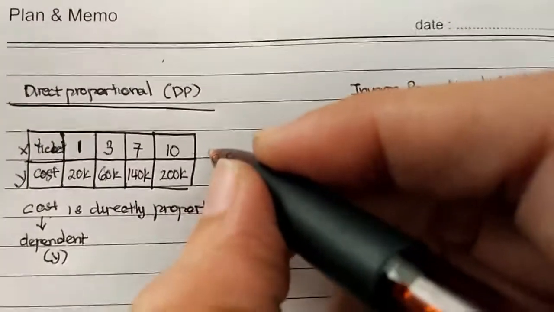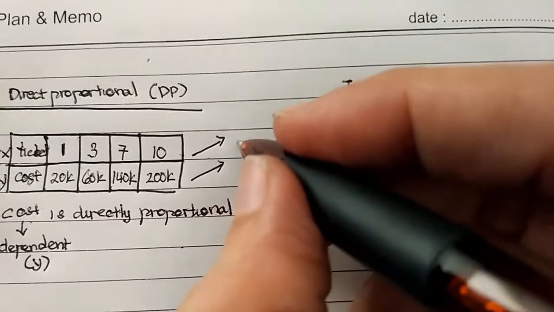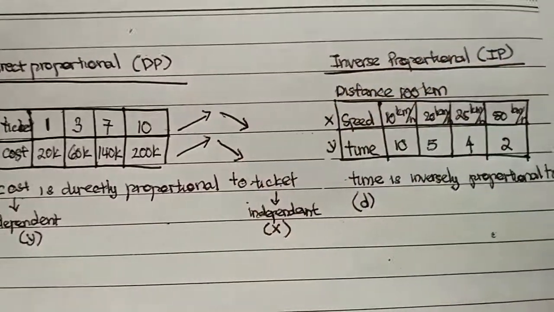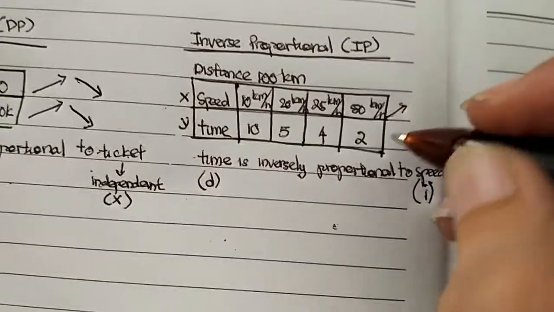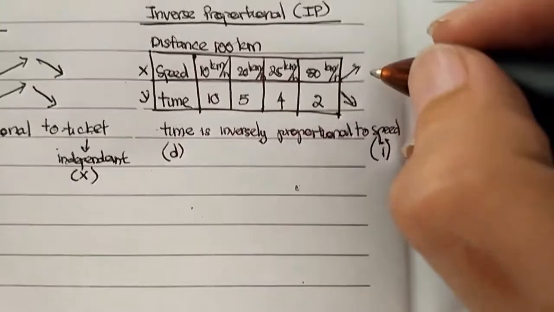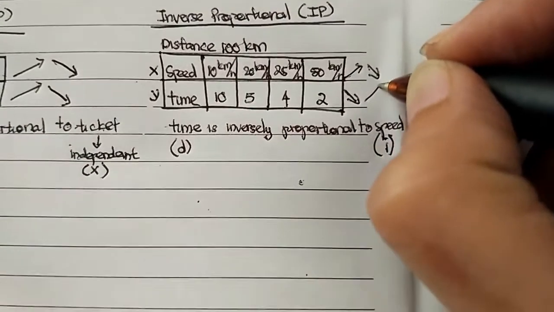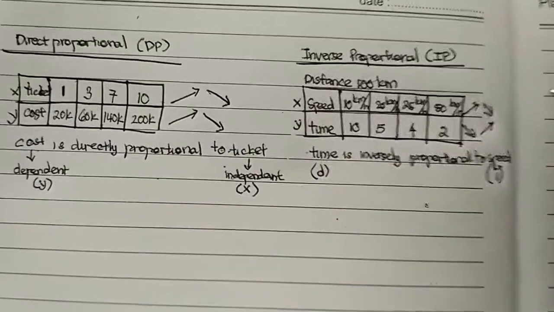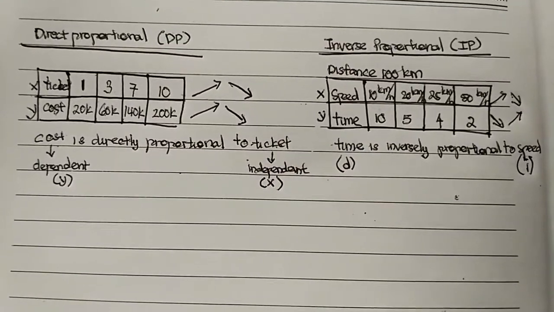So if it's a direct proportional, it goes up like this one. If the x is going up, the y is going up. If the x is going down, then the y is going down too. But if it's inverse, if the x is going up, the y will go down. And then if the x is going down, the y will go up like that. Okay, I hope that you can see the difference on the arrow there, and now you will be able to differentiate direct proportional and inverse proportional.